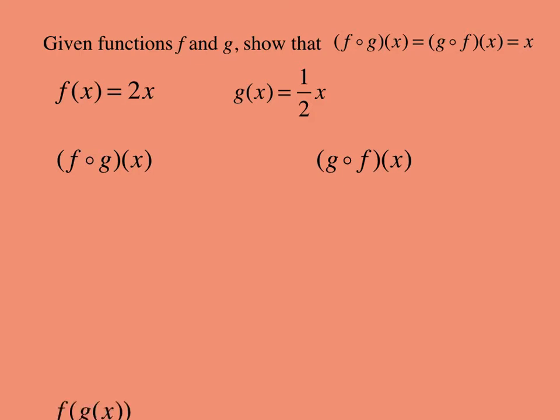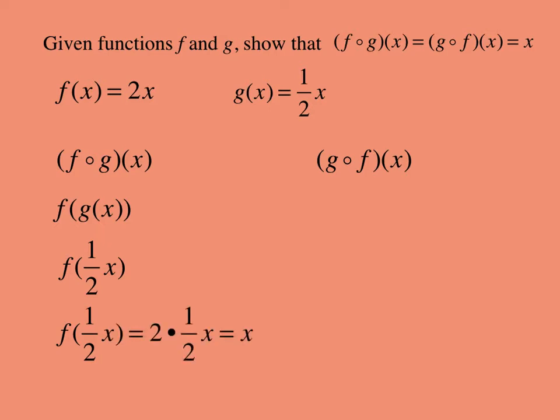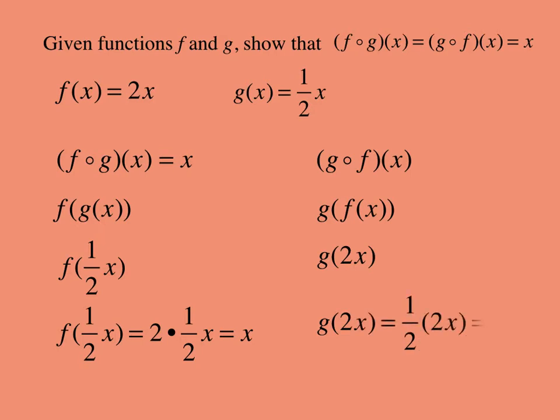We'll start with f of g of x. So we'll substitute, instead of g of x, we'll do 1/2 x. Now we'll take this 1/2 x, this is our input in my f function. And in fact, f of g of x does equal x. We'll do something similar with g of f of x. So that is g of 2x, which is 1/2 times 2x, which also simplifies down to x.